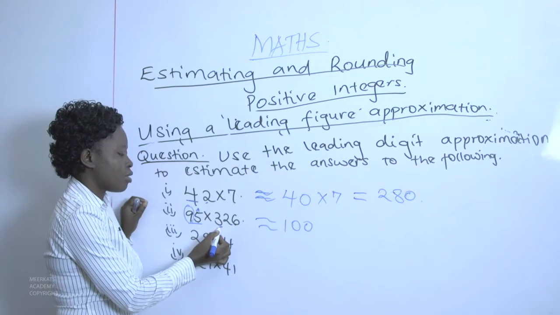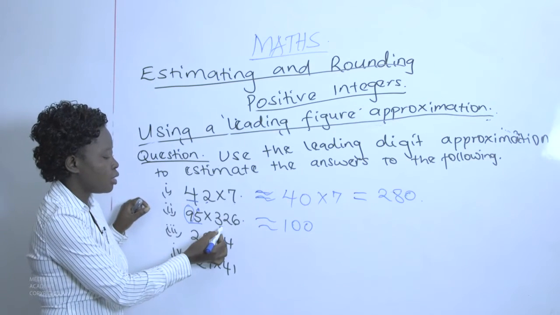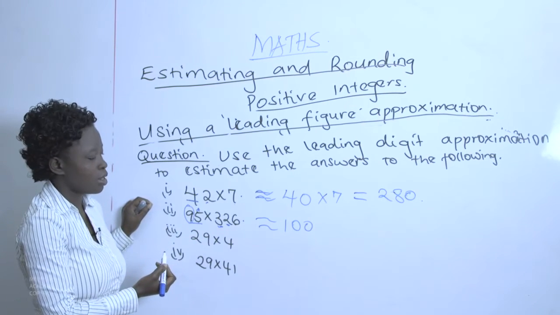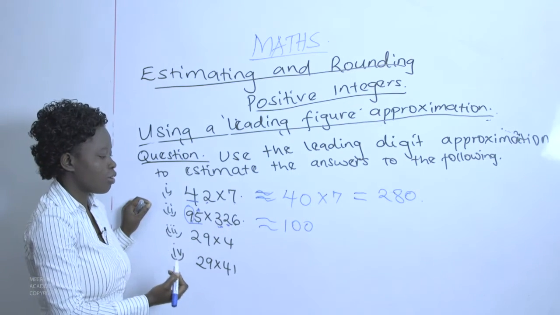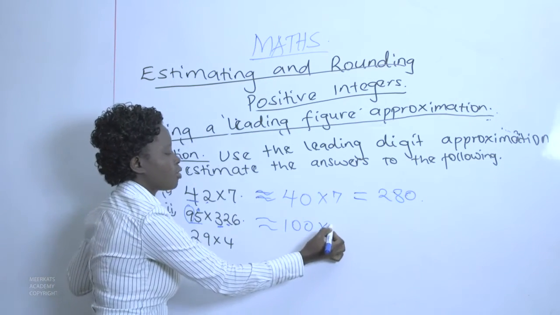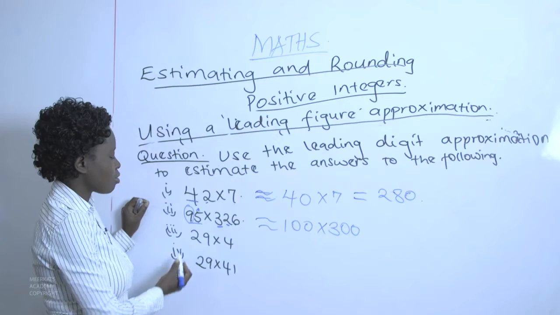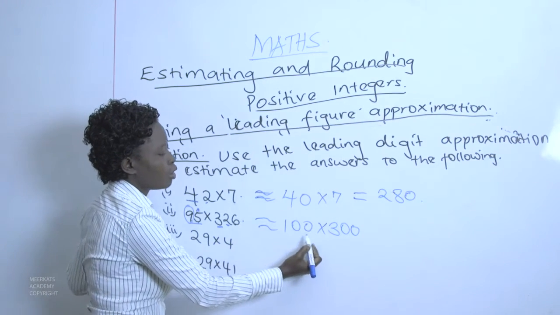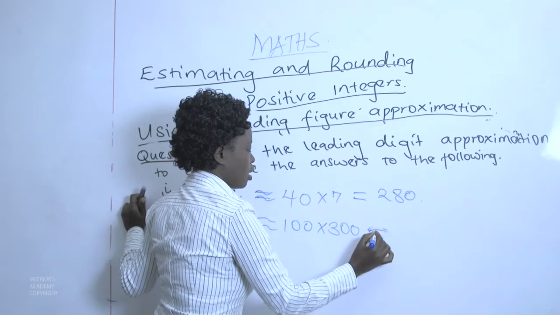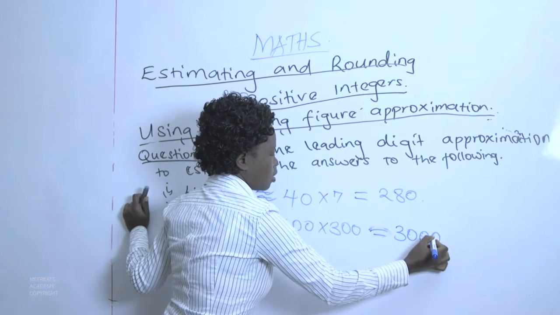Then the next number is 326. In 326, our leading digit is 3. The next digit is 2, and 2 is less than 5. So 2 being less than 5, it rounds our number down so that we get 300. So in this case, the estimated answer to our calculation will be 100 times 300, which gives us 30,000.